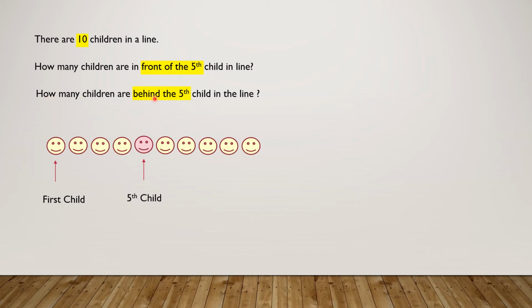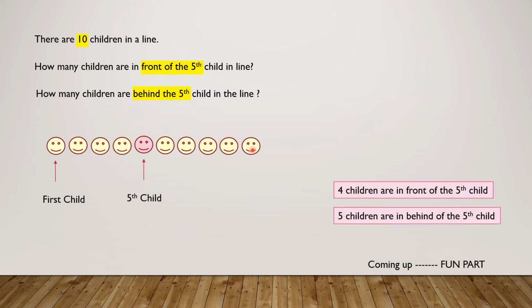How many children are behind the fifth child in line? 1, 2, 3, 4, 5. 4 children are in front of the fifth child, and 5 children are behind the fifth child. Yay, we solved the problem!